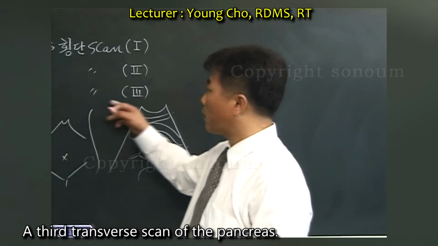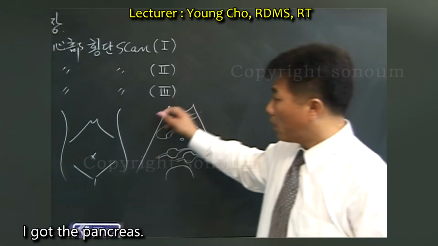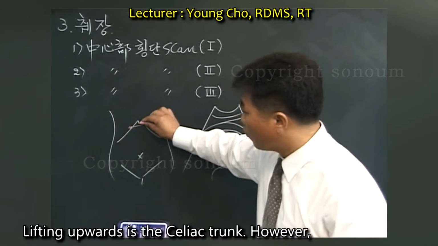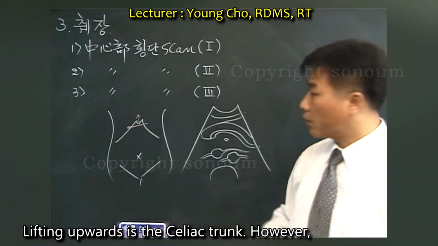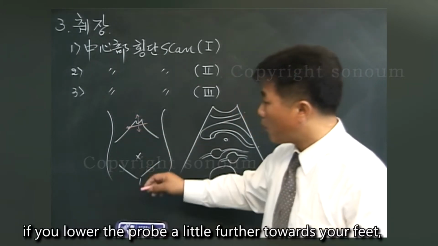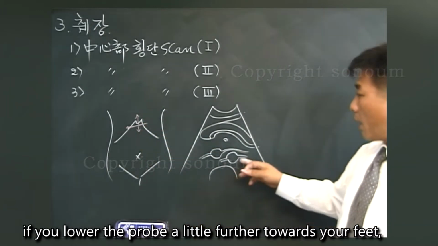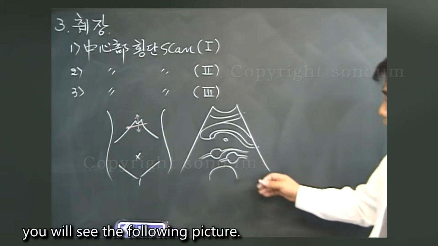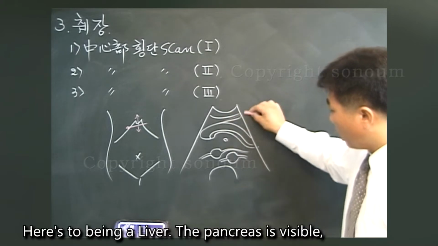A third transverse scan of the pancreas. I got the pancreas. Lifting upwards is the celiac trunk. However, if you lower the probe a little further towards your feet, you will see the following picture. Here's the liver.